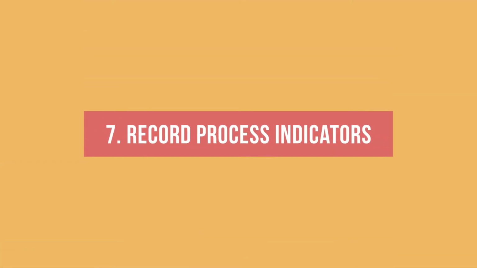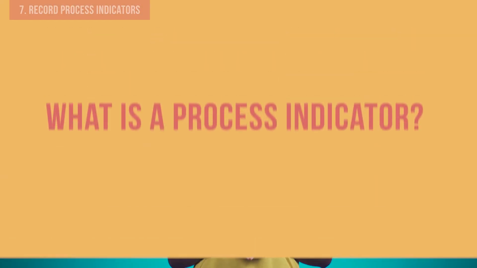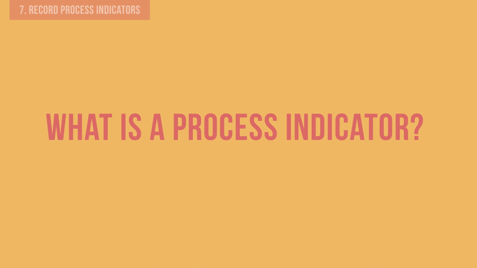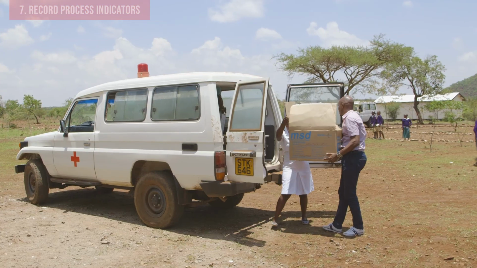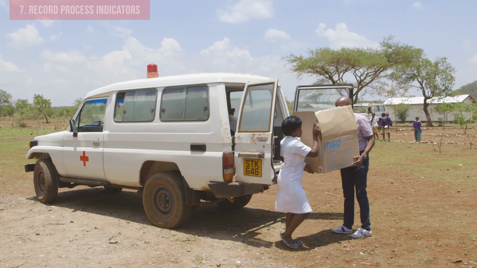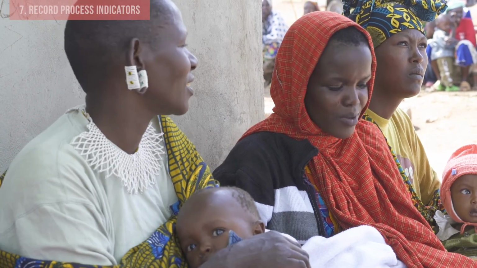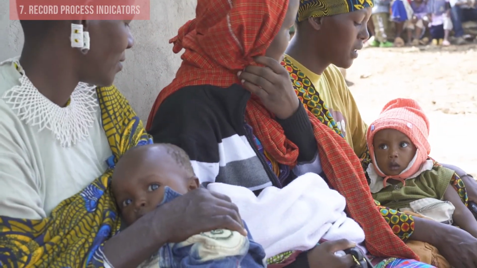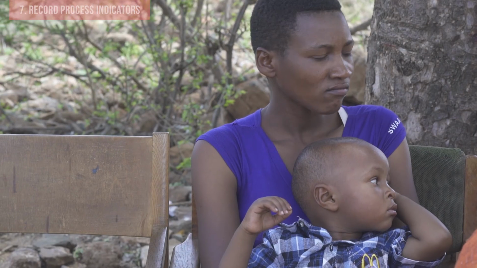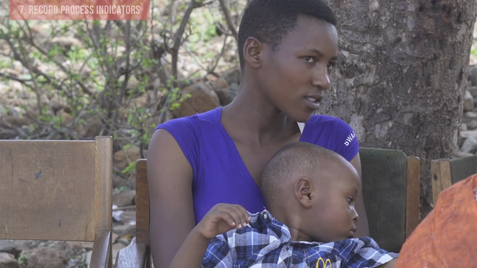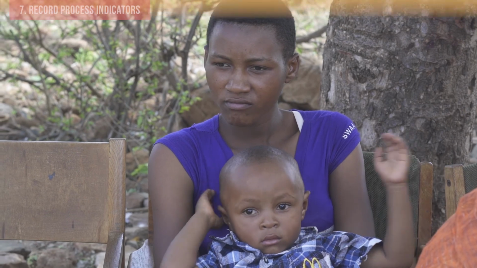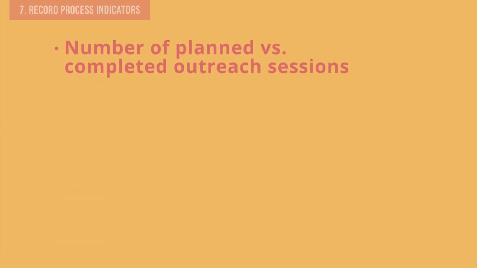The final step is optional. It may be useful to add current data for any process indicators that have been prioritized. A process indicator is a measure of the ongoing activities that are necessary to reach all infants and pregnant women in a catchment area. Here are a few examples of indicators that are often used.